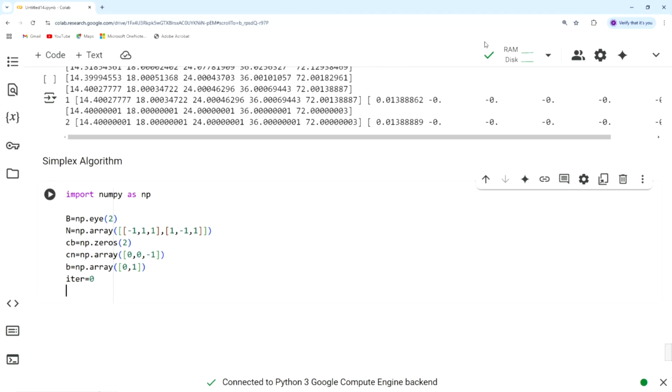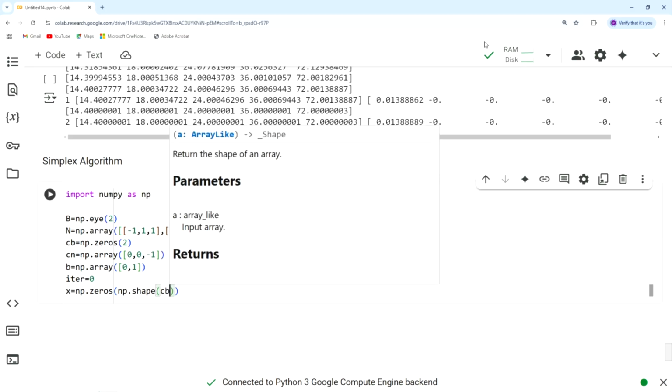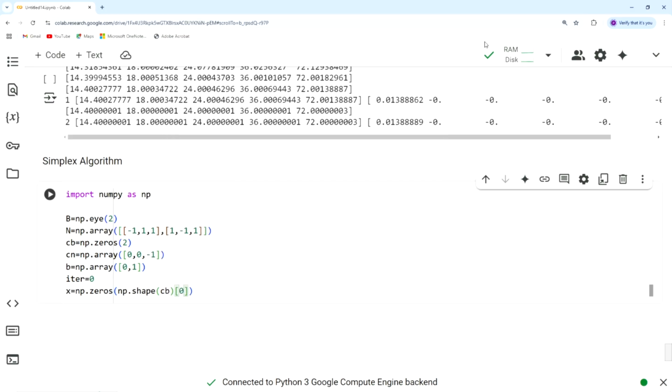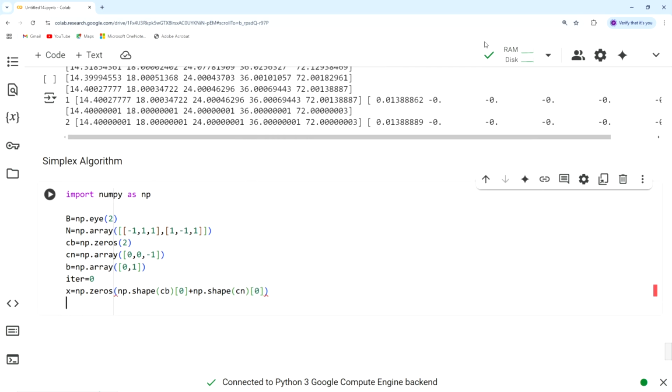Okay. And since we have to print x in every iteration, I will first initialize x as all zeros, and how many zeros are there? It is the number of elements in CB plus number of elements in Cn. So, I will write it this way. That is the number of elements in CB, and then you have the number of elements in Cn. Okay.